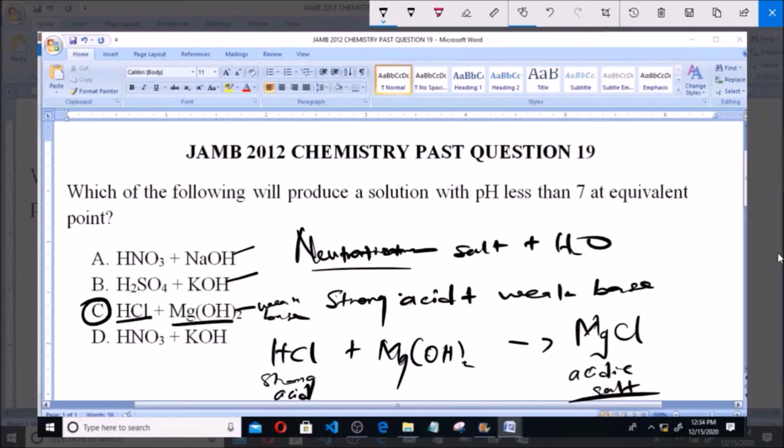But in option A, we have a strong acid and a strong base, that will give us a normal salt. B, strong acid and a strong base, also a normal salt. And D, strong acid and a strong base, a normal salt. But C, strong acid and a weak base, will give us an acidic salt. So option C is the correct answer to this question.